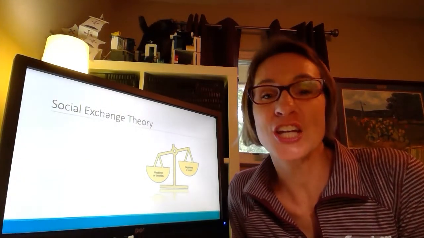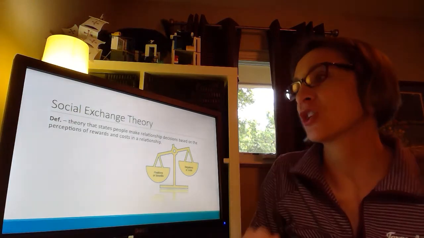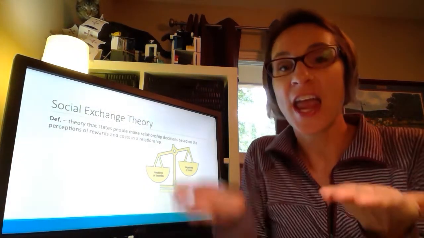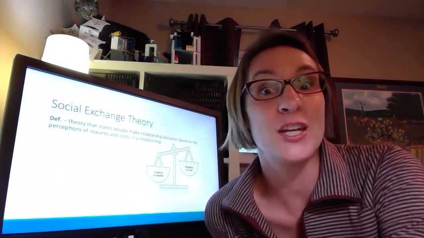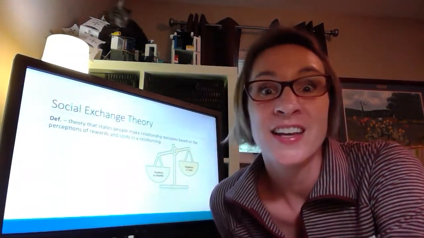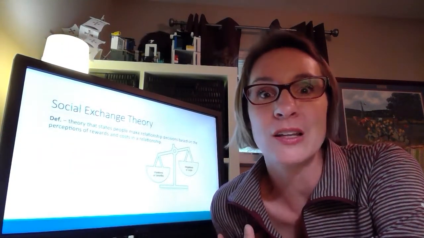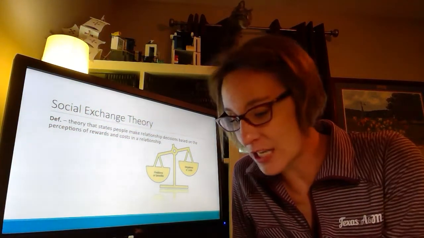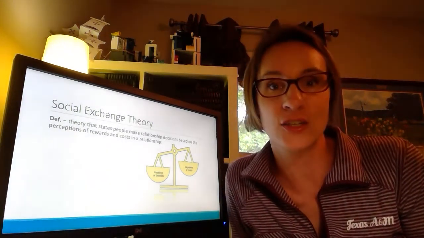And social exchange theory says that we make relationship decisions based on the perceptions of costs and rewards. Have you ever tried to make a decision and made a pros and cons list? I know I remember doing that when I was trying to decide where to go to college. I made a physical list. I was thinking about this place and I was thinking about this place. I looked at the pros and cons to help me make a decision.